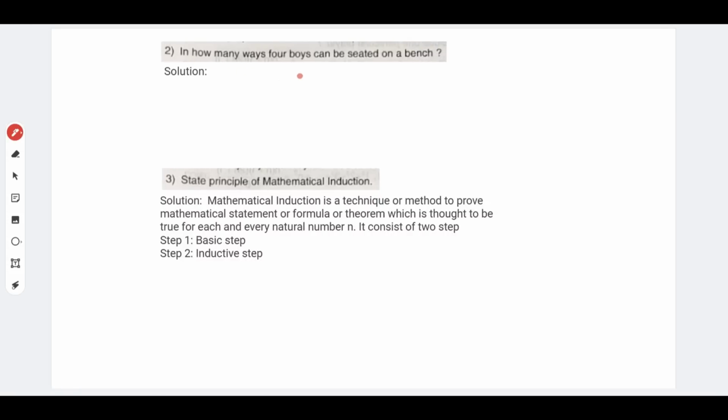In how many ways can 4 boys be seated on a bench? So we have n as 4, the total number of boys is 4, and r will be 4. We have the formula nPn is n factorial. So here we get 4P4, which is 4 factorial. 4 factorial is nothing but 4 into 3 into 2 into 1.